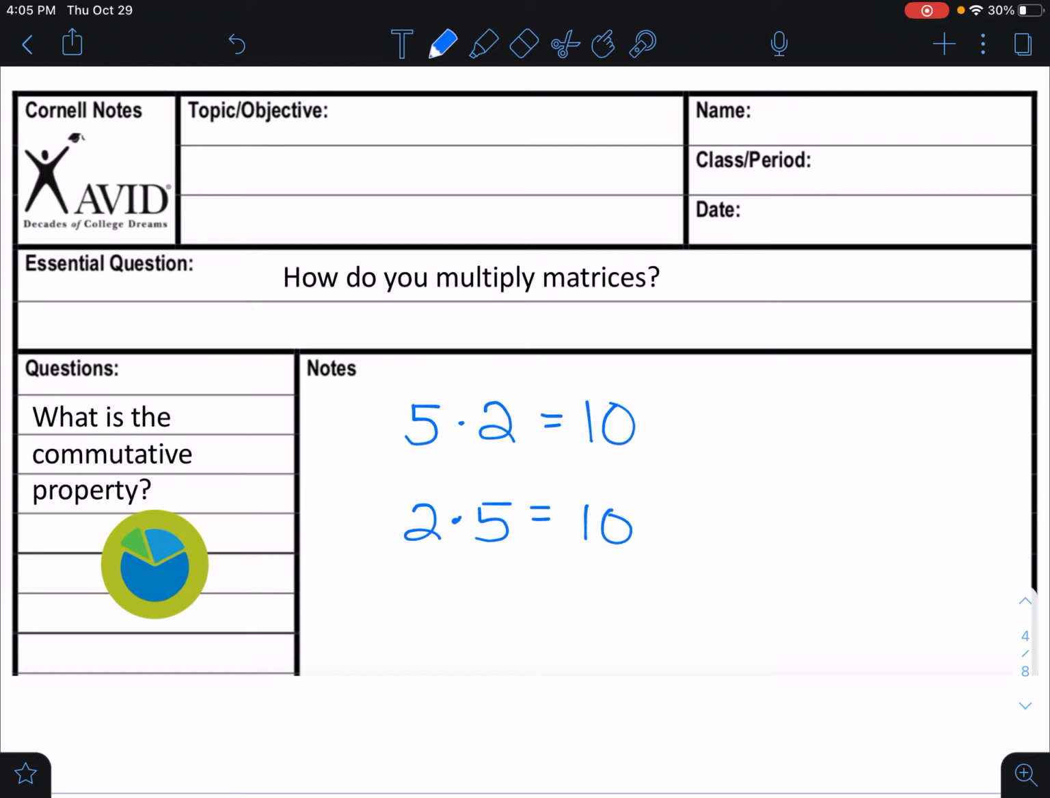Now, one thing that's very, very important to know is that with matrices, the commutative property does not apply. It is not like regular multiplication. So if I have two matrices, A and B, they will not always be the same if I flip these around. Okay, that's really important. So while the commutative property applies in regular multiplication, it does not necessarily apply in matrix multiplication. So that's a really important note.